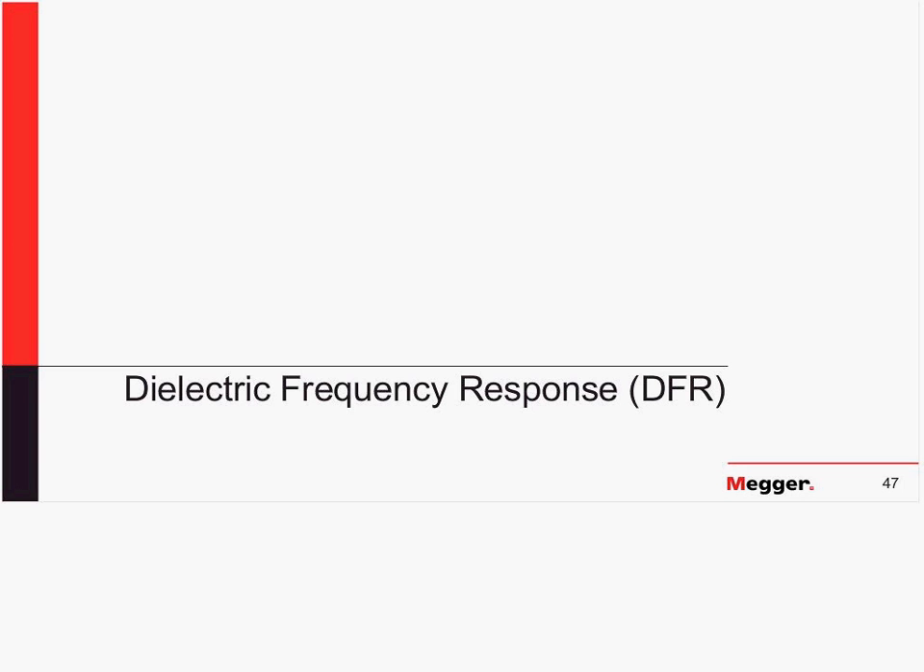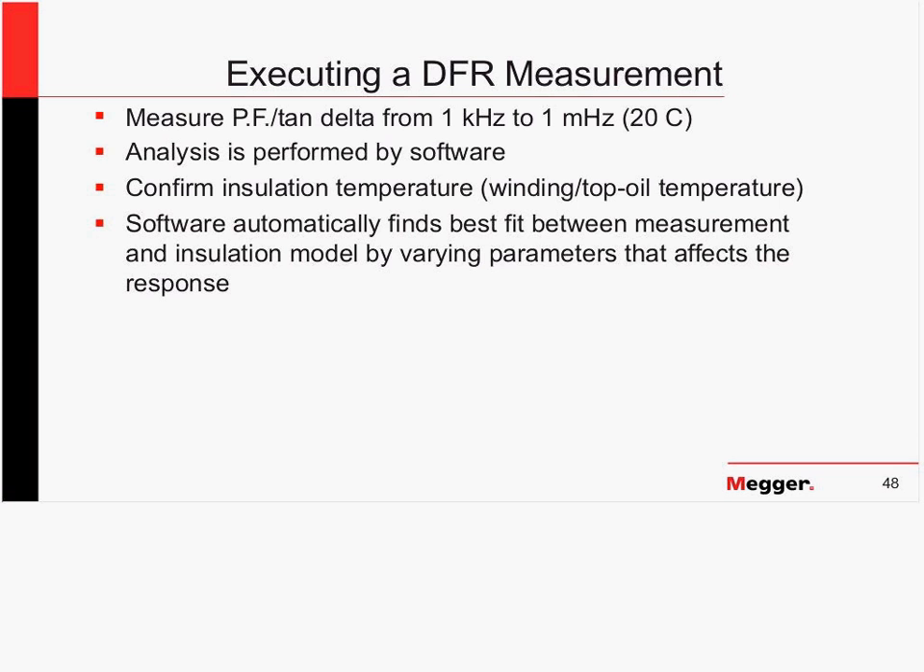And I'll end this on just a short explanation of DFR and what this is. To execute a DFR measurement, again, you repeat power factor measurements, only the frequency bandwidth is now larger than what I had been talking about with the narrowband DFR. Now we're going from 1 kilohertz down to 1 millihertz. The analysis is performed by software.